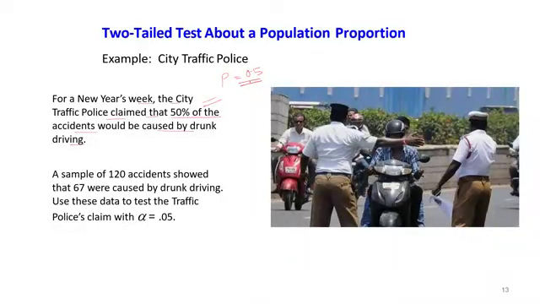Now somebody has to validate whatever they are saying, whether it is valid or not. So here we are performing a sample test, and we are taking only one sample. That's the reason it is called a one sample test. They have collected 120 accident details, and in those they found that 67 were caused by drunk drivers. Now they are saying use this data to test the traffic police claim at alpha equal to 0.05.